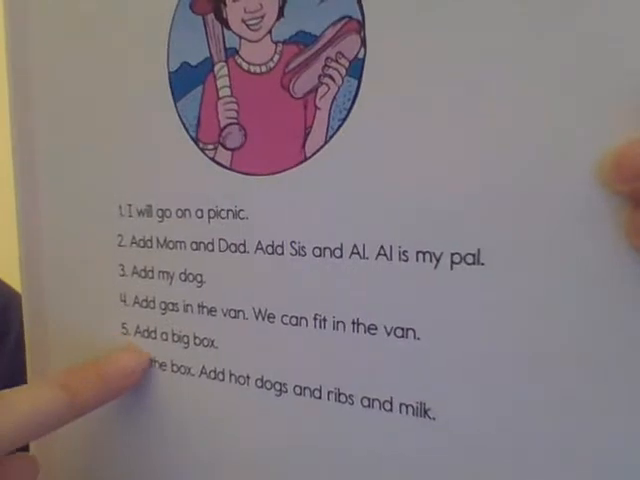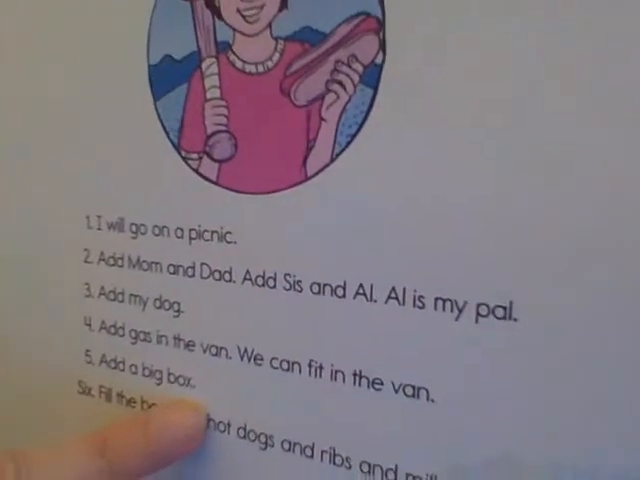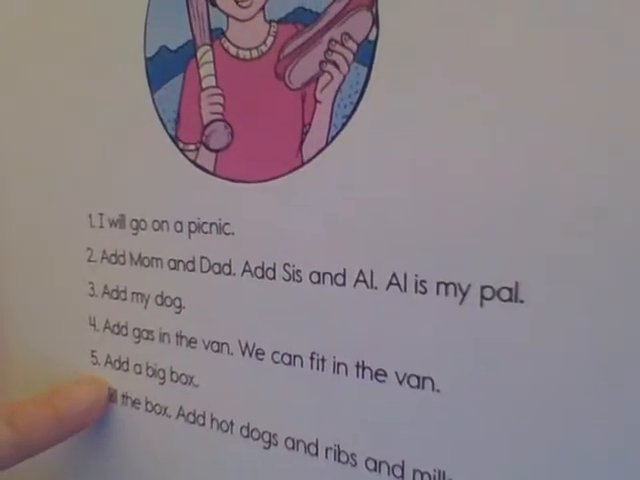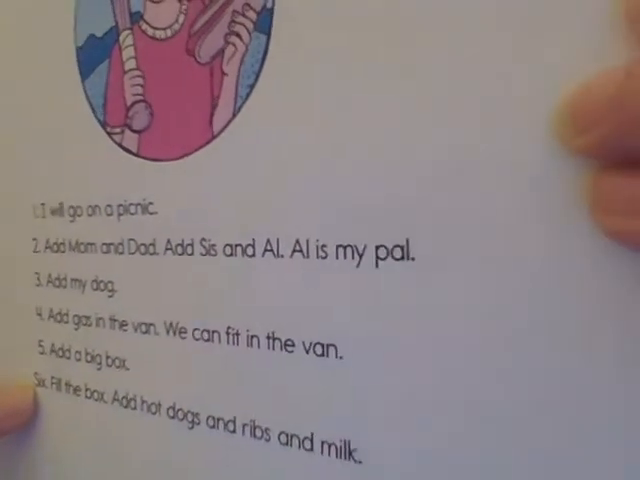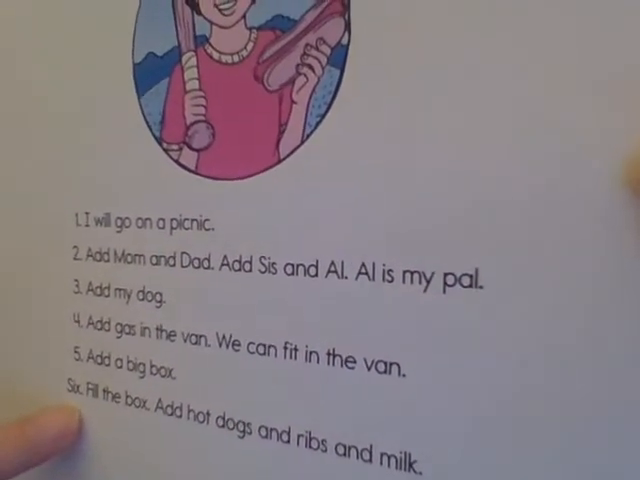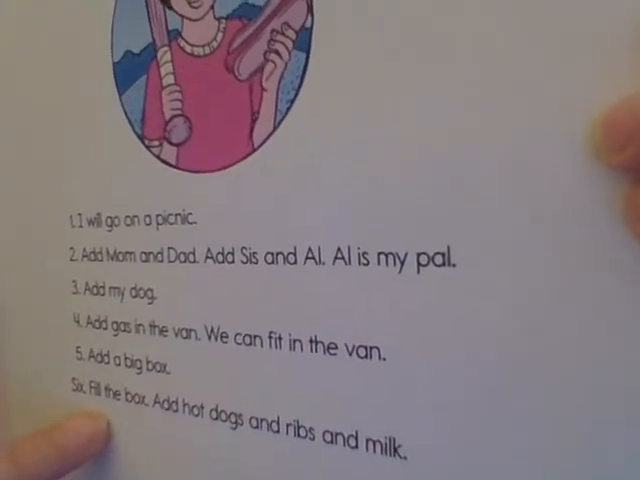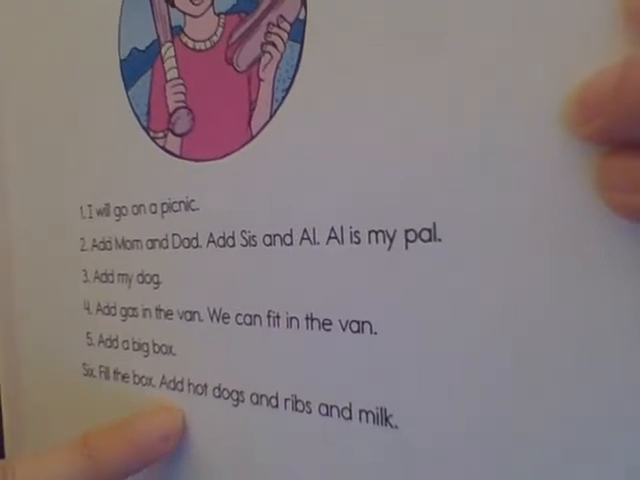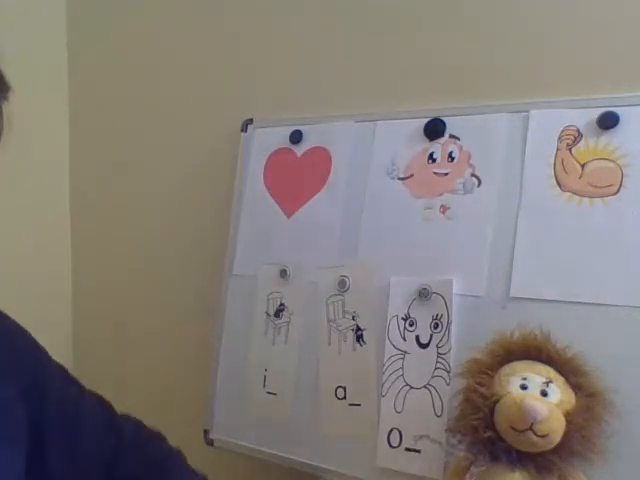5. Add a big, I can't see that, box. Let's do that again. 5. Add a big box. Now, they spelled out this number because they're all sounds that we know. So let's sound this number. Six. 6. Fill the box. Add hot dogs and ribs and milk. That's an interesting combination.